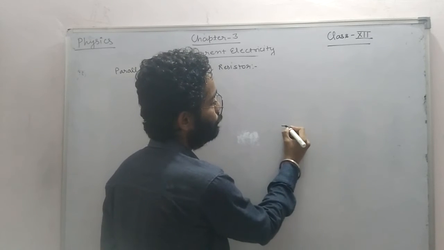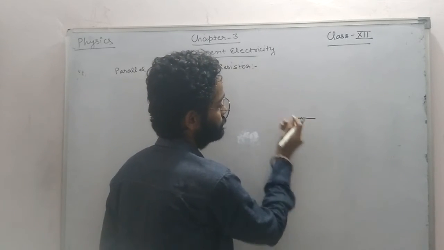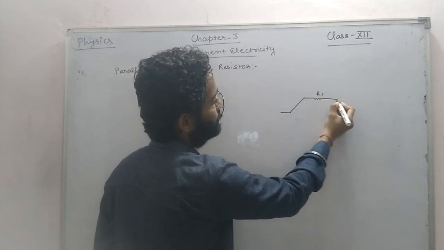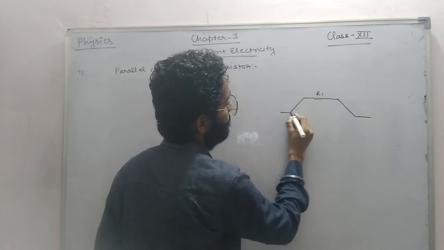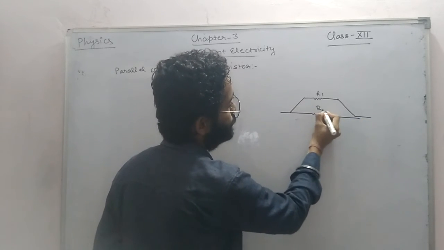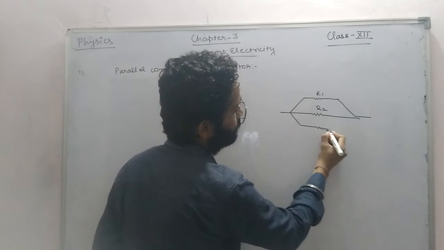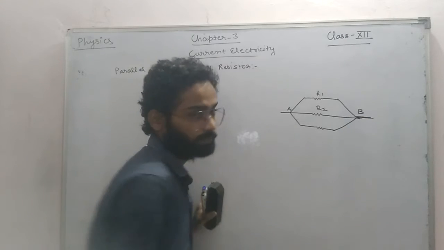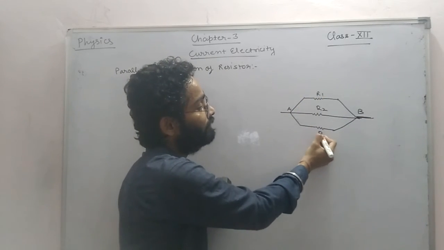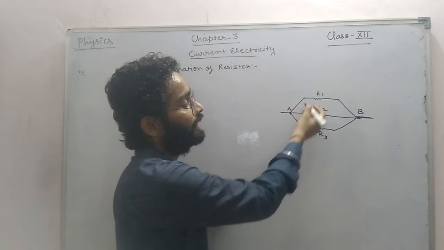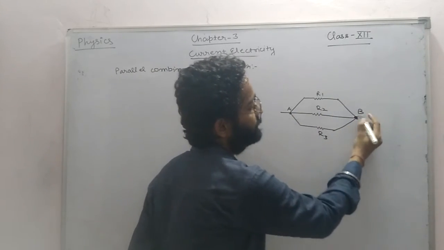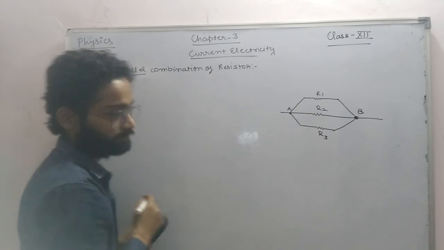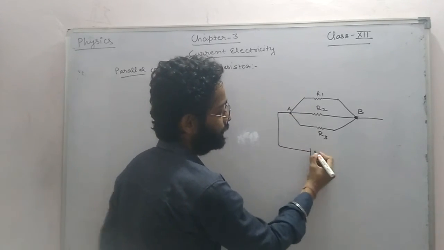Likewise, in between 2 points, I am attaching 3 resistors. Let's say R1, R2 and R3 between point A and B. Like we can see here, all the first ends of all the resistors are attached to the first point, and all the second ends of all the resistors are attached to the second point. Then this type of combination is said to be a parallel combination. Let this be attached to the battery.